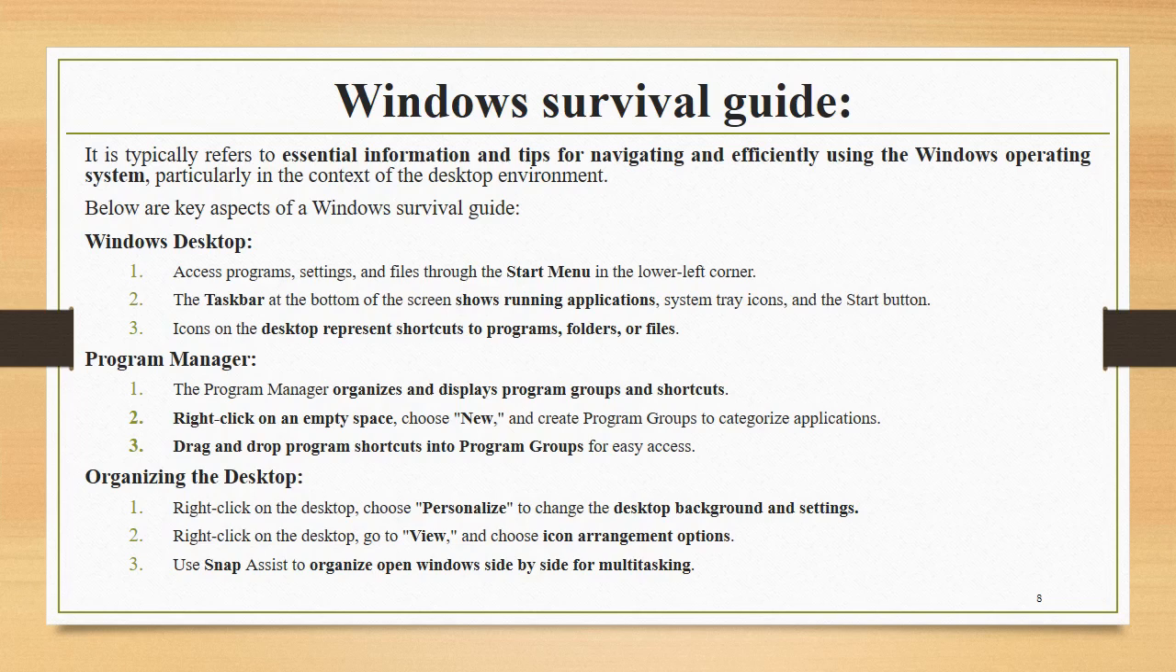Windows Survival Guide. It typically refers to essential information and tips for navigating and efficiently using the Windows operating system, particularly in the context of the desktop environment. Below are key aspects of a Windows Survival Guide. Windows Desktop: 1. Access programs, settings, and files through the Start menu in the lower left corner. 2. The taskbar at the bottom of the screen shows running applications, system tray icons, and the Start button. 3. Icons on the desktop represent shortcuts to programs, folders, or files.